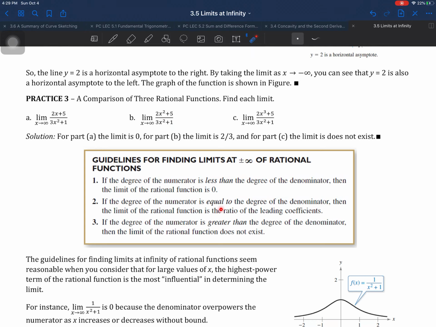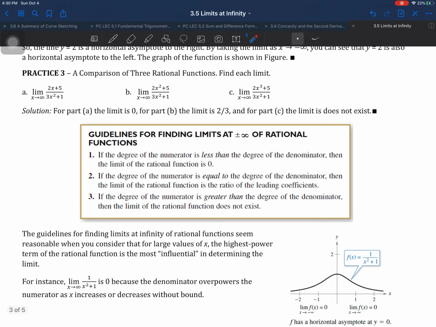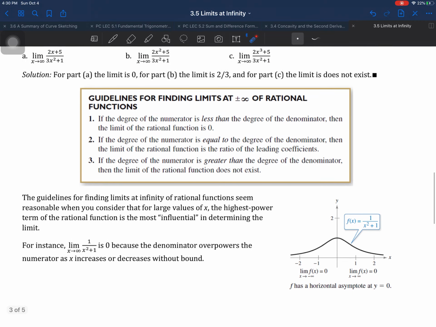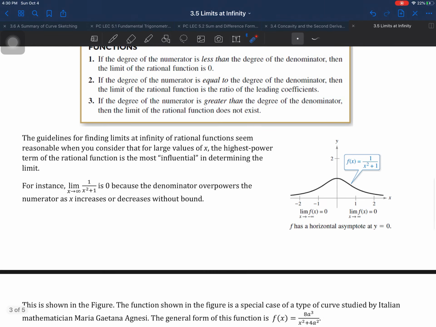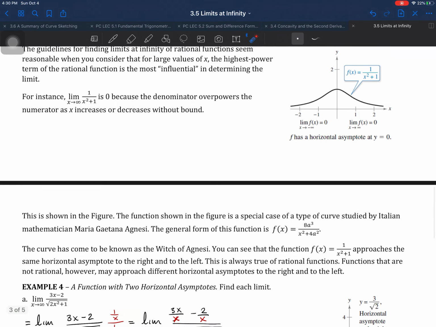The degree of the numerator is equal to the degree of the denominator. Then the limit of the rational function is the ratio of the leading coefficients. And whenever the degree of the numerator is greater than the degree of the denominator, then there was no horizontal asymptote. If the degree of the numerator is greater than the degree of the denominator, then the limit of the rational function does not exist. So you guys will see here that we get the same result if we apply the limit, right? So it's an interesting guideline that we have used before, and now we justify it.